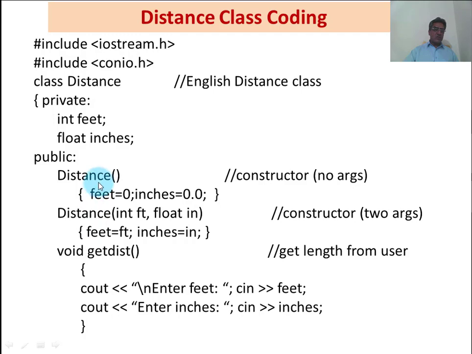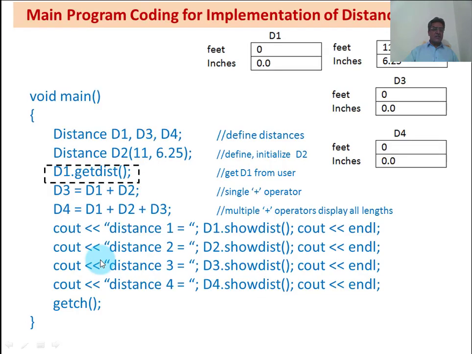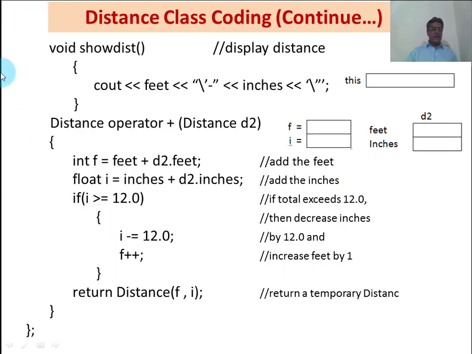This is the third function, two of the constructor, and this is the third, the getDist function. Another function is the showDist function. If an object wants to show its data, that is the attributes feet and inches, then that object has to call this function, and this function will show the data stored in its memory, that is the feet and inches of that specific object which calls the showDist function.